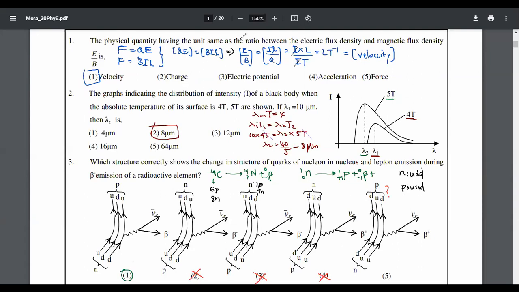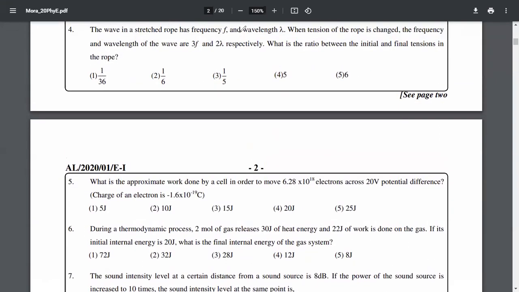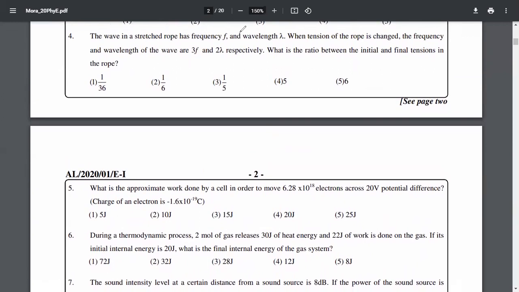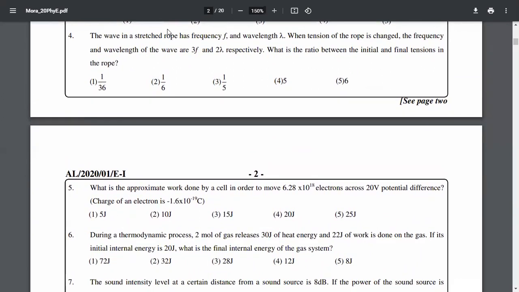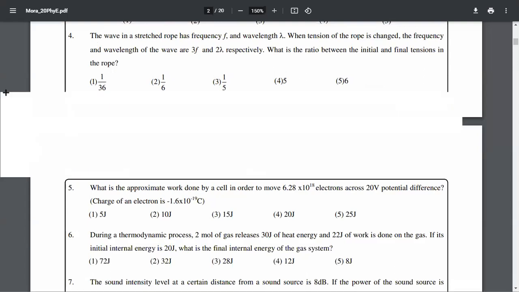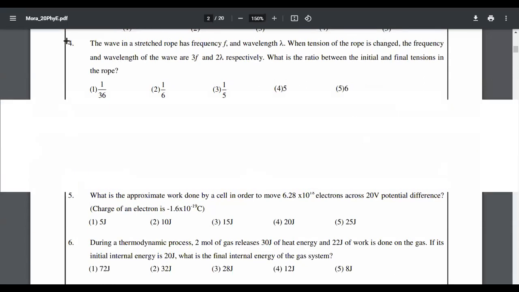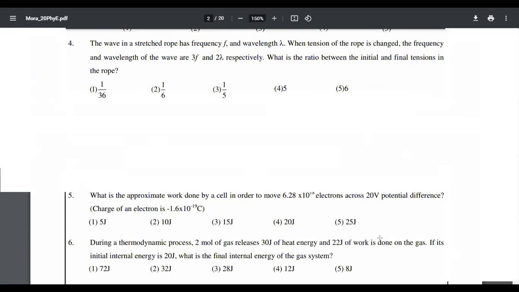Moving on, fourth question. The wave in a stretched rope has frequency f, wavelength lambda. When tension of the rope is changed, the frequency and the wavelength of the wave are 3f and 2 lambda respectively. What is the ratio between the initial and final tensions of the rope?